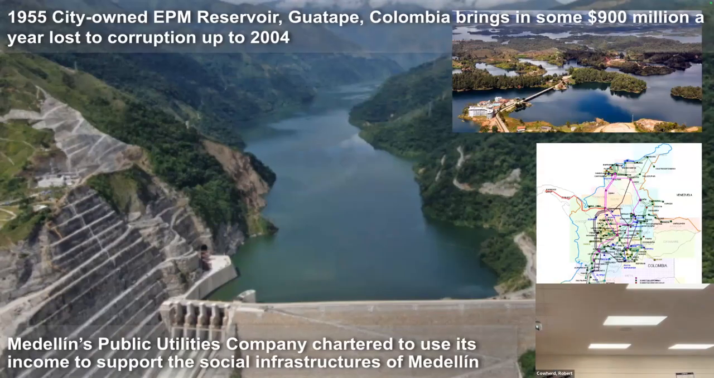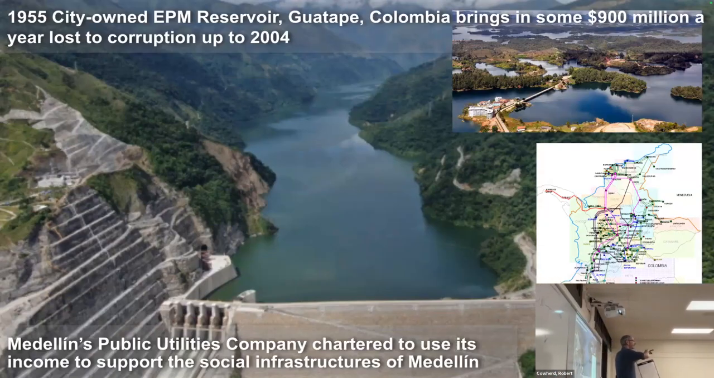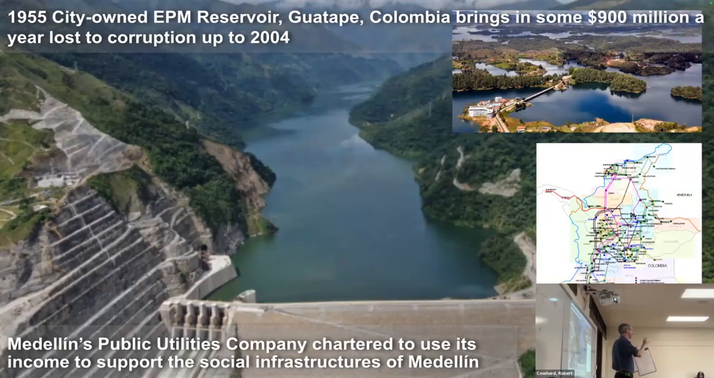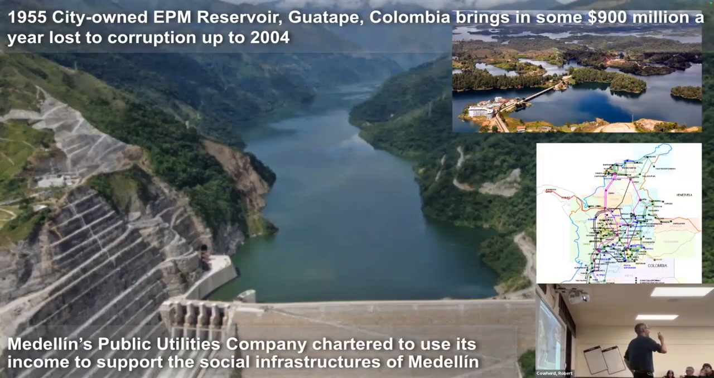And so the first thing he had to do was run for mayor with the promise that he was going to stop the corruption that took that $900 million and it was just lost. And he was actually going to construct infrastructure for the people of Medellin. Okay, already that's radical. But there's a second thing.